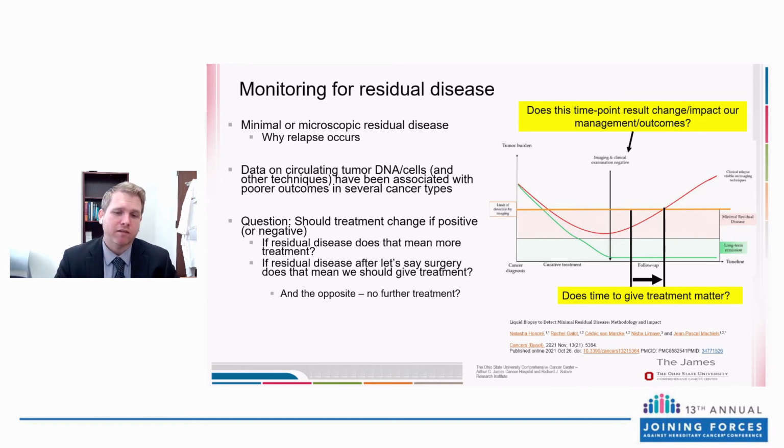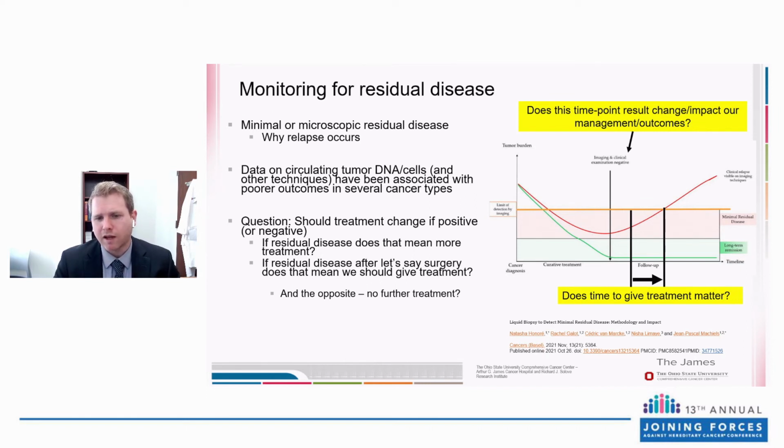And on the opposite side of things, if we finish up with one particular part of their treatment, let's say surgery, and there's no subclinical disease identified through a liquid biopsy, does that mean that we wouldn't need to do any further treatment? This is really complex. And I think this little diagram is to show what we're talking about.